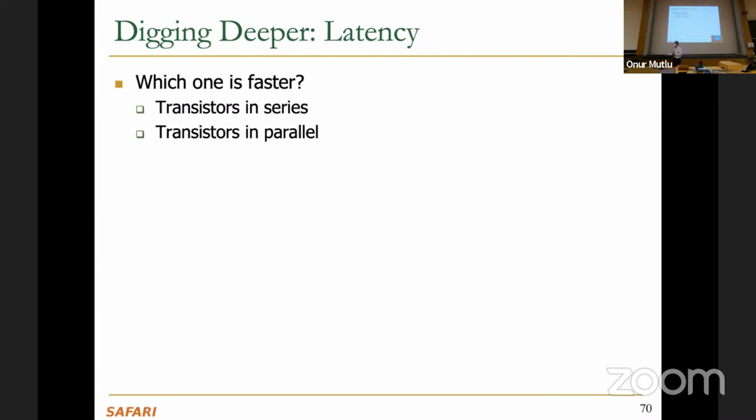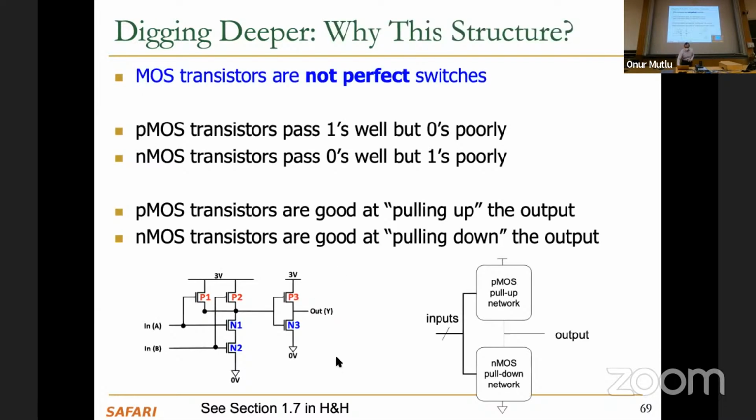So parallel is the right answer, because if you have transistors in parallel, you can see that these two transistors are in parallel, and the connection from the higher voltage to output is only one transistor, right?